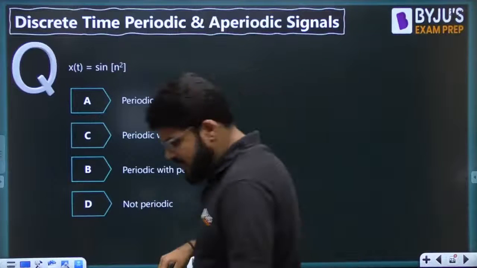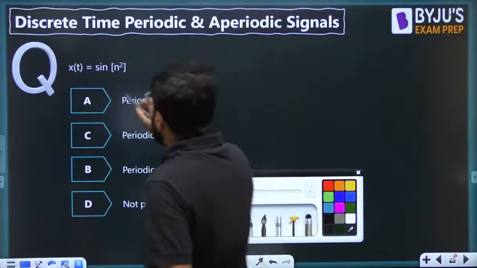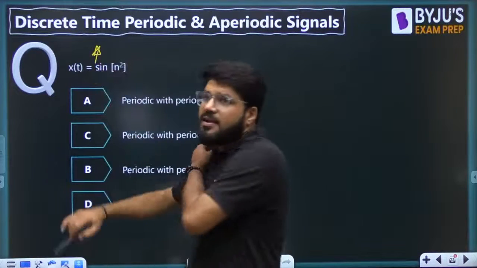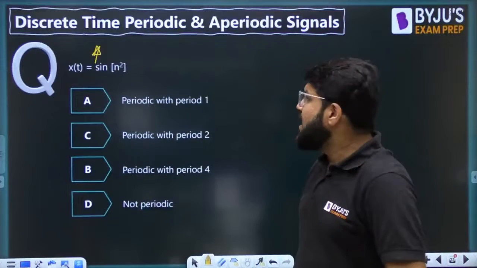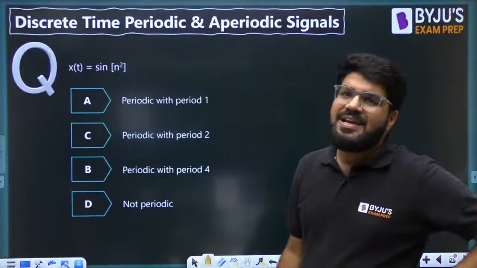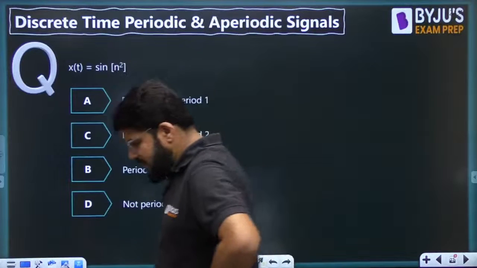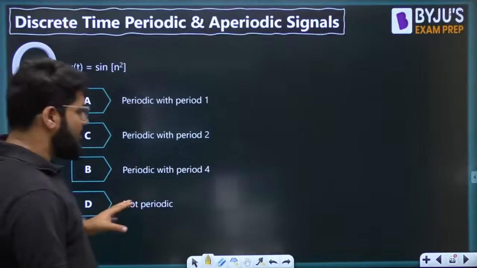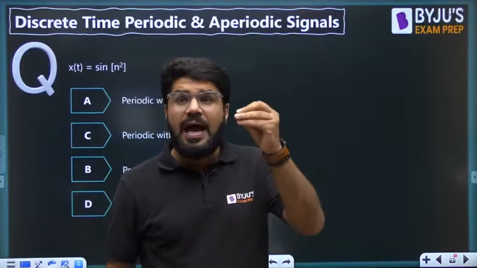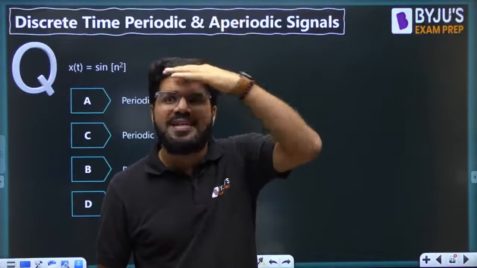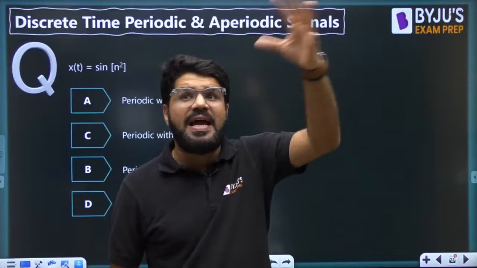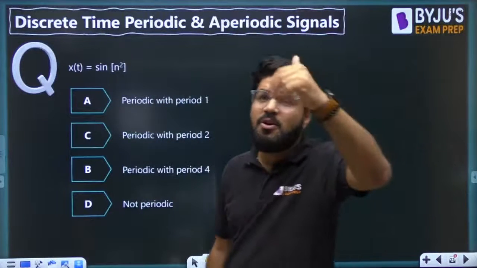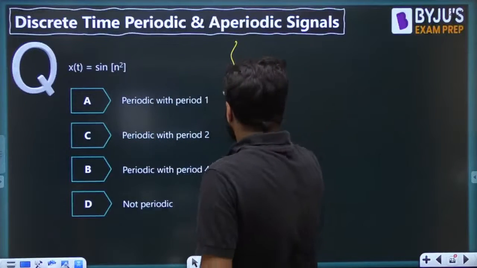Now next, an important, interesting question. I gave you the question related to it in continuous time yesterday as homework. Sine of n square. Whether it is periodic or not. Sine omega n you know, but here the time argument is squared. Sine of n square. It is not sine 2n or sine 5n. Sine of n square. Okay.